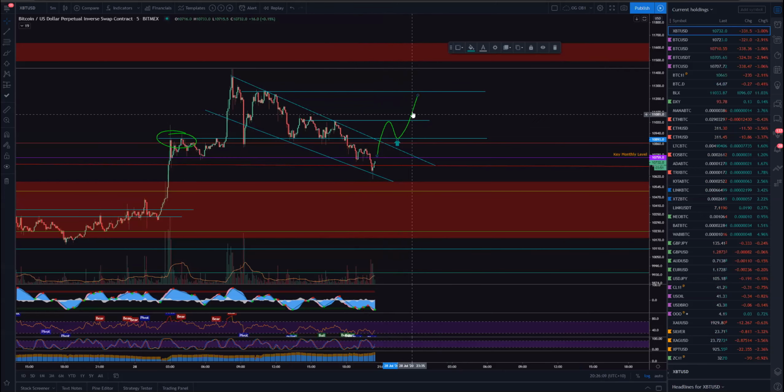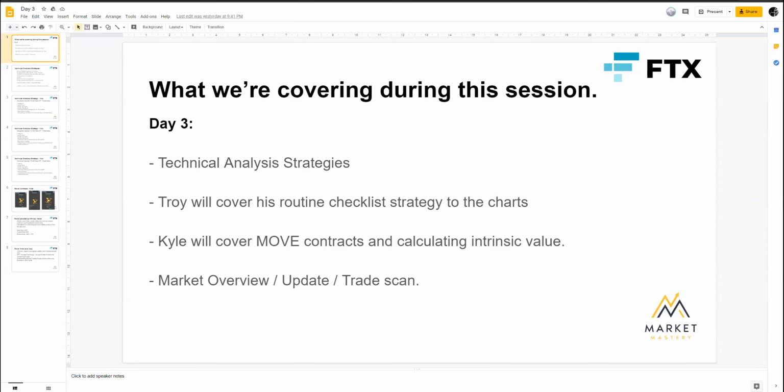But yeah, that's pretty much it, guys, for the market wrap up. I don't want to get into too many shit coins. We've been going for 26 minutes already. Let's get into some of the content. What we're going to cover off is Troy taking us through his routine checklist. So I'll handball it back to you, Troy, and you can get going. Sweet.